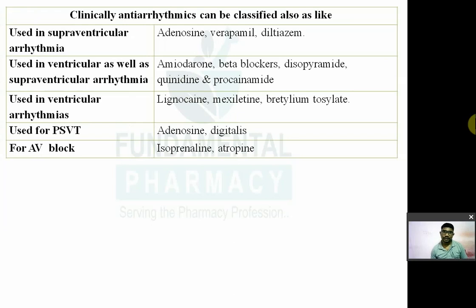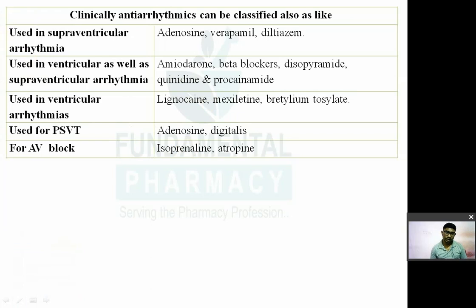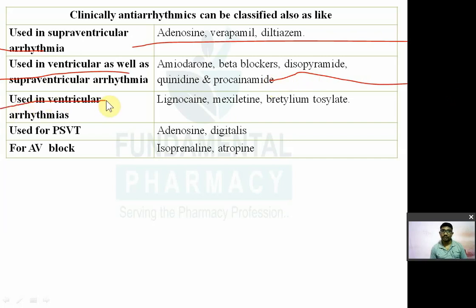Okay, again, anti-arrhythmic drugs used in arrhythmia can be clinically classified by arrhythmia type. Drugs used in the treatment of supraventricular arrhythmia, for example, are adenosine, verapamil and diltiazem. Drugs used in both ventricular as well as supraventricular arrhythmia, examples to remember: amiodarone, beta blockers, disopyramide, quinidine and procainamide. Drugs used in ventricular arrhythmia: lignocaine, mexiletine and bretylium tosylate.